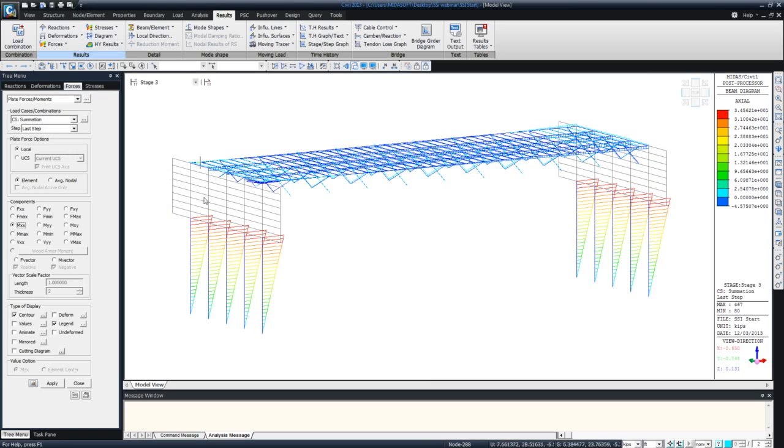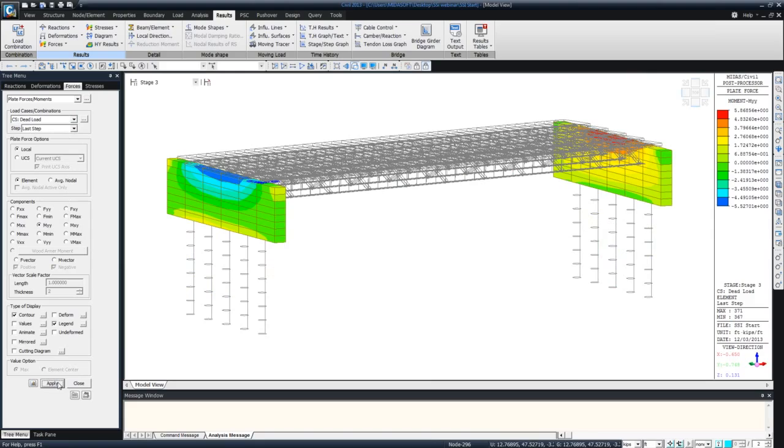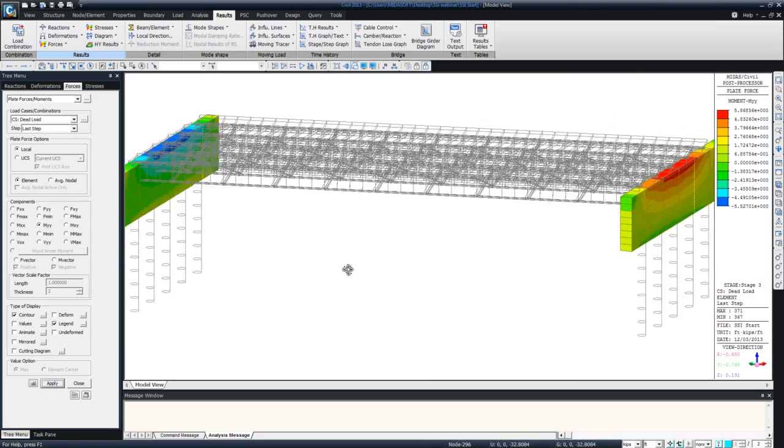If you want to obtain the forces in the abutment itself, just go to forces, plate forces moment, because the abutment is a shell element, and then you can obtain what type of forces you want to see. Let's say I want to obtain the bending due to dead load only, and it shows me how the bending moment looks for the dead load.